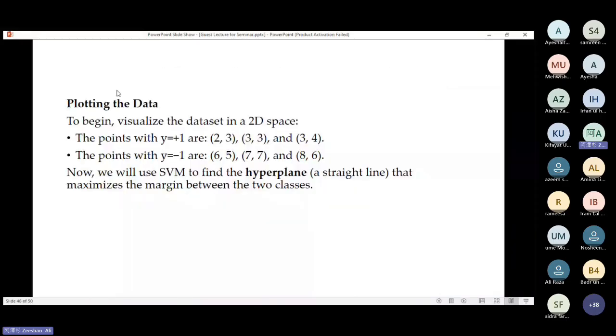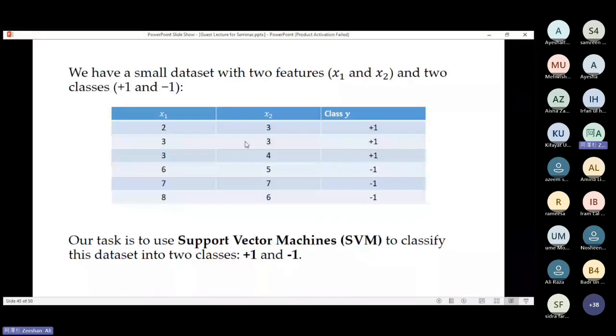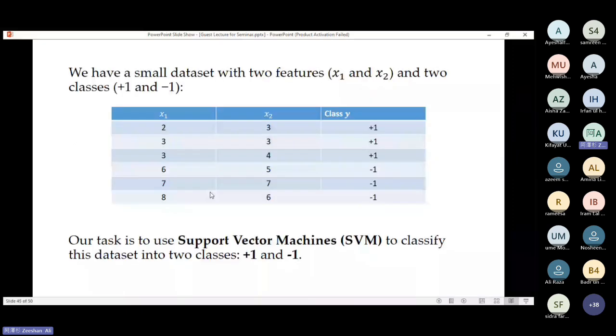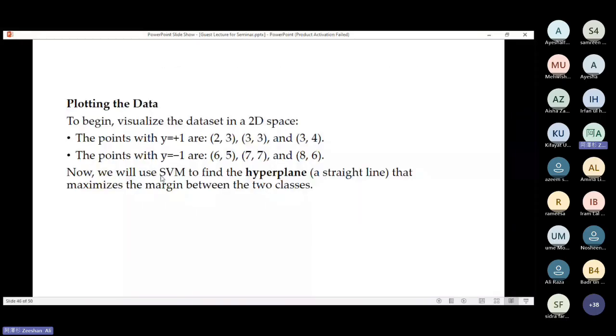Plotting the data. To begin, visualize the data set in two-dimensional space. The points with y positive belong to the positive category: (2, 3), (3, 3), and (3, 4) lie in class 1, our first category. And similarly, (6, 5), (7, 7), and (8, 6) are part of category 2. Now we will use support vector machine to find the hyperplane, or straight line, that maximizes the margin between the two classes.